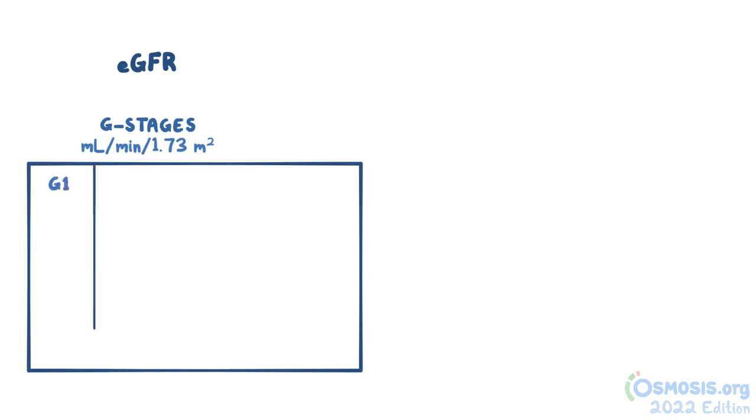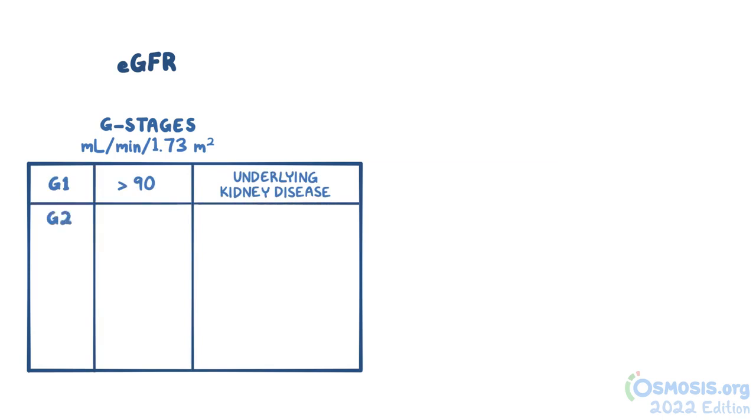Now, based on the eGFR, CKD is classified into 5 stages, called G stages, measured in units of milliliters per minute per 1.73 square meters. G1 is when the eGFR is above 90, but there's an underlying kidney disease. G2 is when the eGFR is between 60 and 89, and this is considered mildly decreased kidney function.